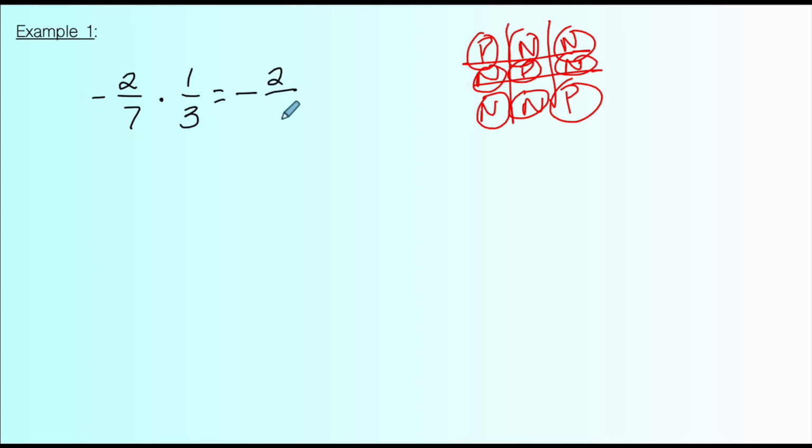And 7 times 3 is 21, and that is simplified already. So boom, easy. First one, negative 2 over 21. It's negative because I'm doing a positive times a negative, which is a negative.